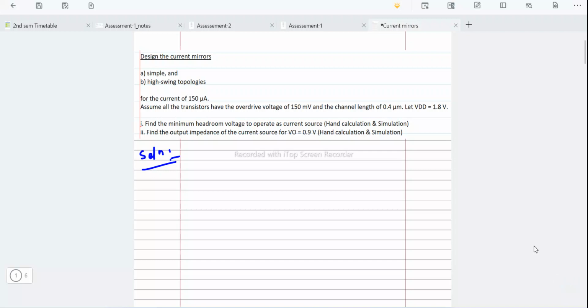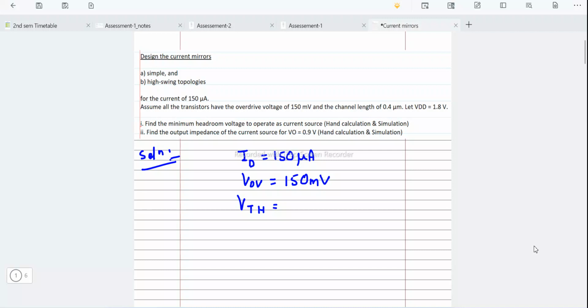The design specification given is ID should be 150 microamps, and the overdrive voltage necessary is 150 millivolts. We don't know exactly what the threshold voltage is, because theoretically there might be some fixed value, but when we simulate there will be a slight variation depending on body bias effect and other second order effects. So we are going to extract this VTH value from simulation.